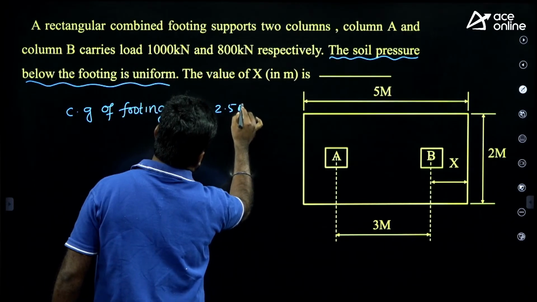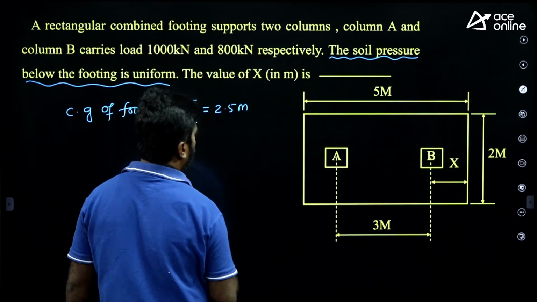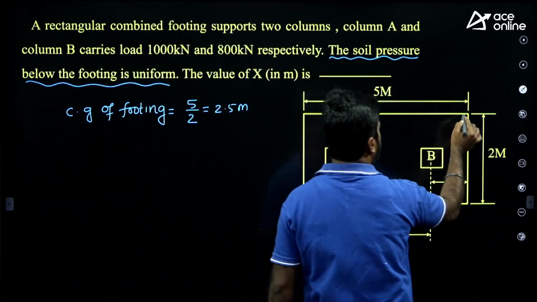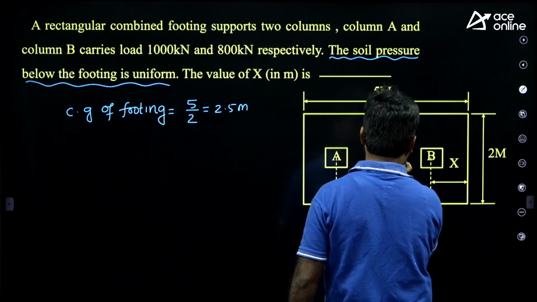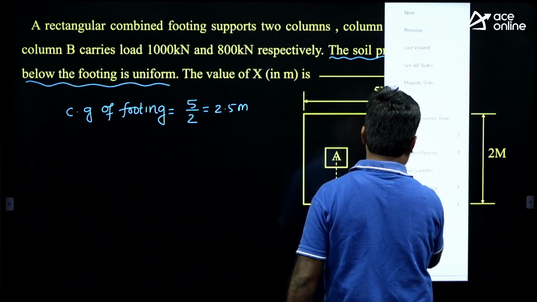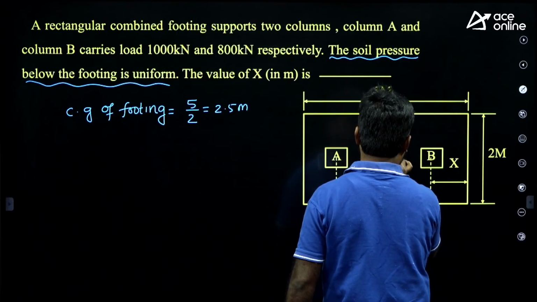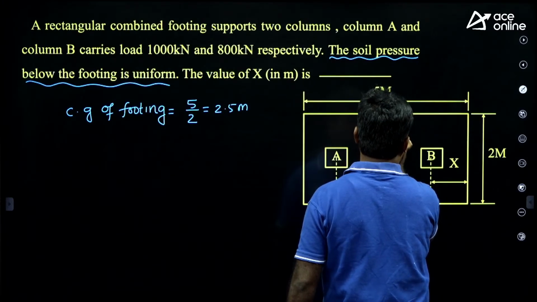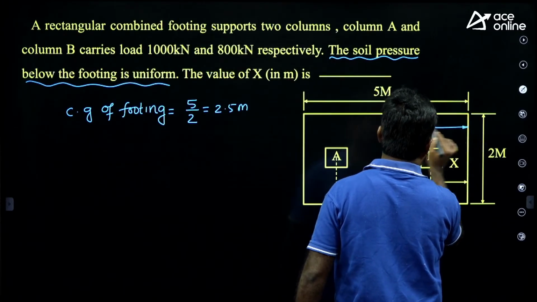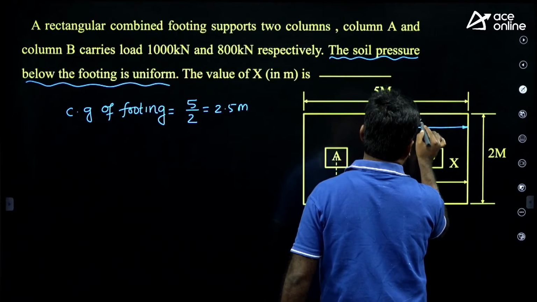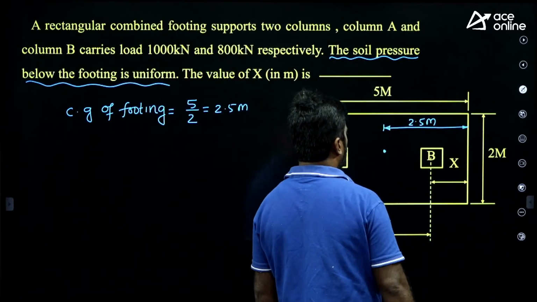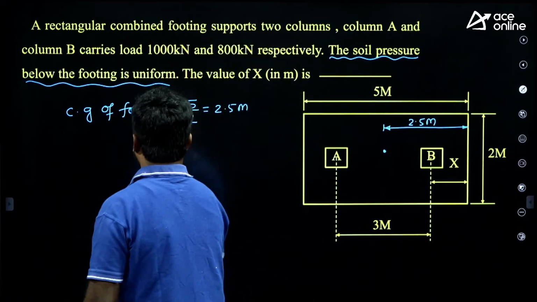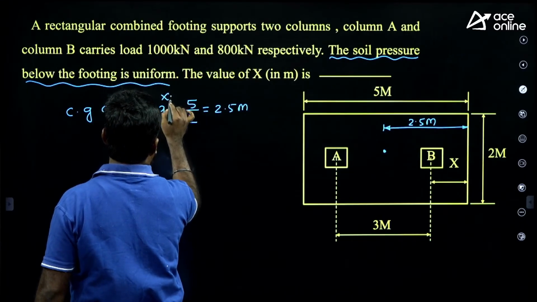2.5 meters. From where is it 2.5 meters? From the edge. From here to here, 2.5 meters. Okay? From here to here, 2.5 meters. That is the CG of the footing we are getting. Say it is X1 bar.